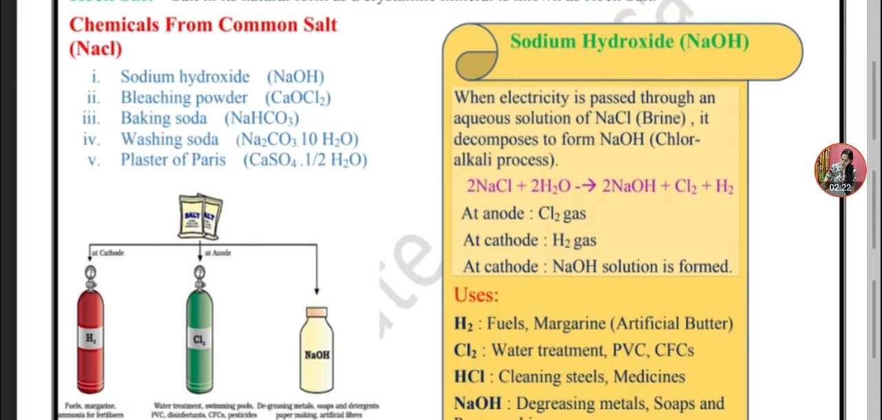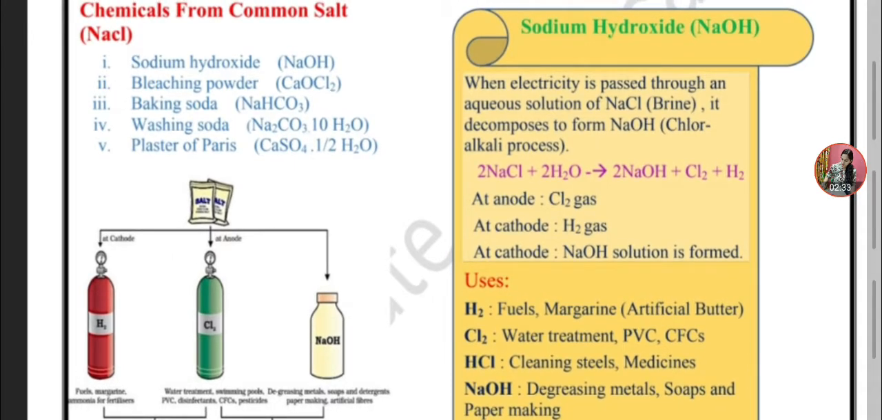Today here we discuss the first chemical, that is sodium hydroxide, NaOH. On your right hand side, student, you can see a yellow color box. When electricity is passed through an aqueous solution of NaCl. Student, focus on that line. There we got a word brine written in the bracket, brine. And what is brine? Aqueous solution of NaCl. Got it? When sodium chloride is dissolved in water, then the aqueous solution is called brine.